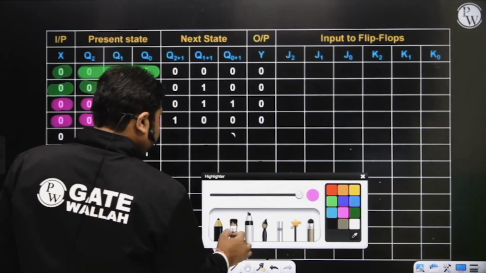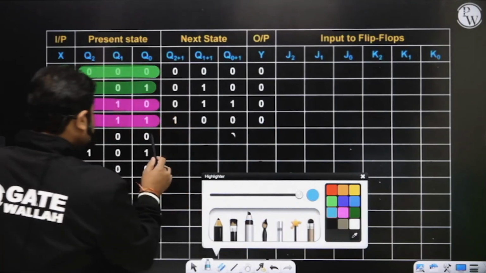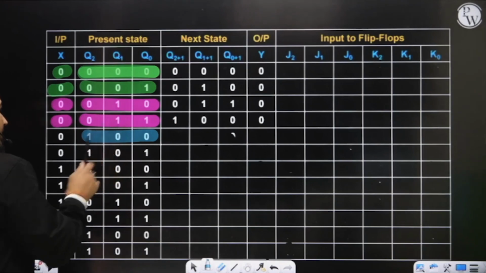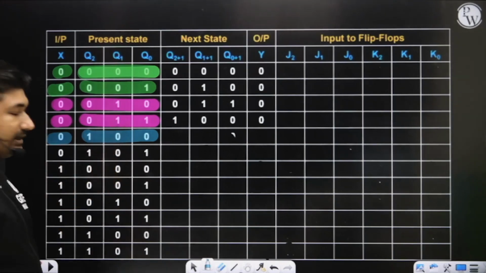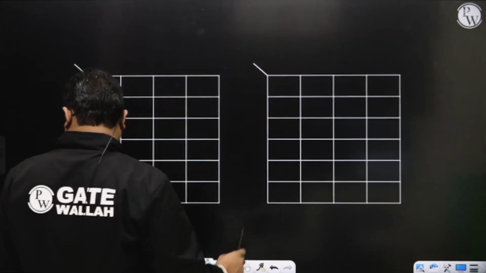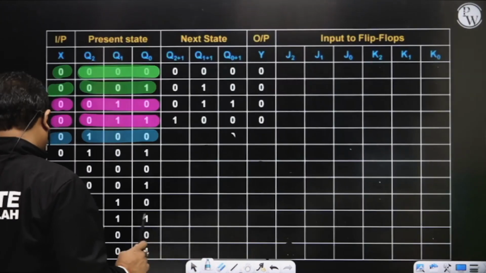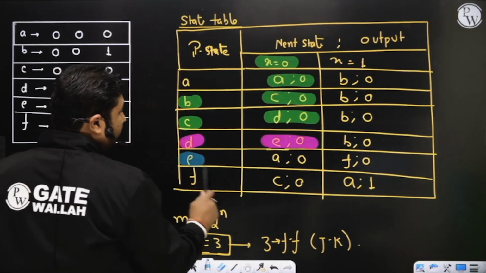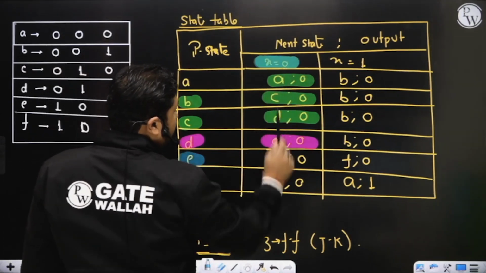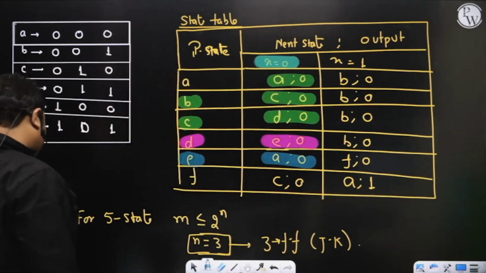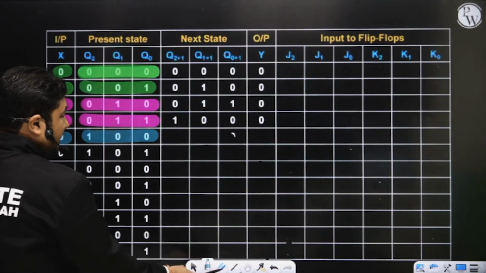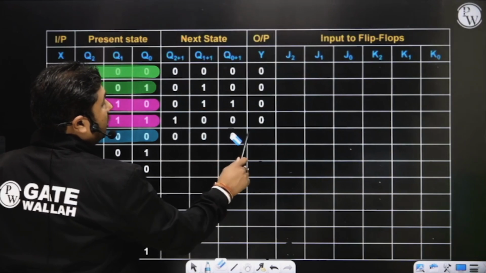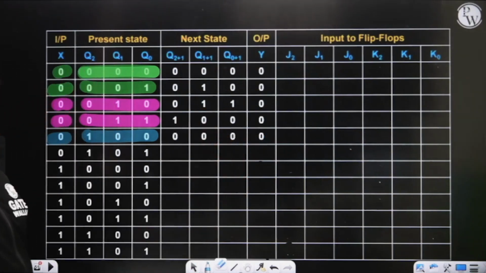Again observe. Present state 1, 0, 0, present input x is equal to 0. Please observe, 1, 0, 0 is your state E. X is equal to 0. Next state A, output 0. What is the state A? 0, 0, 0 is the state A. So you will get 0, 0, 0, output 0. Is it okay?